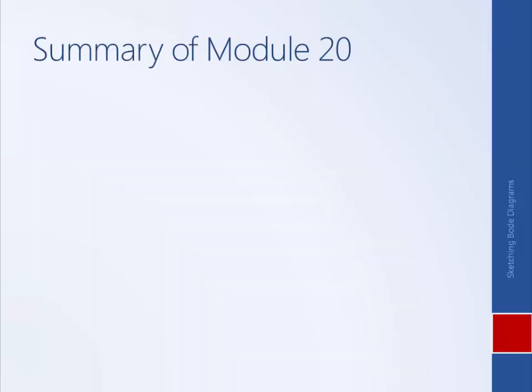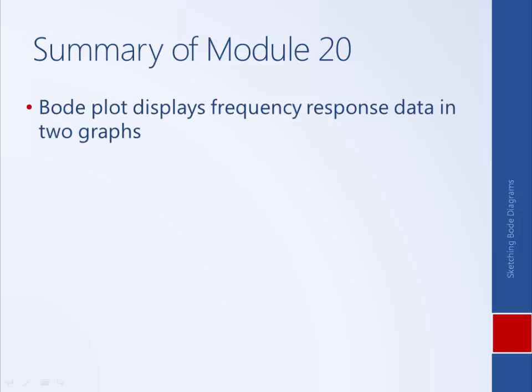So this brings us to the conclusion of Module 20. In this module, we introduced how to draw Bode plots, where we recall that Bode plots display frequency response information in two graphs, one graph being magnitude versus frequency and the other graph being phase versus frequency. We then learned two approaches for drawing the Bode diagram.